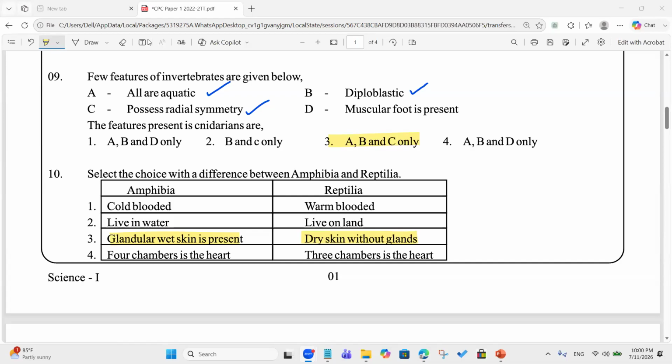Pisces, yes, right? Fish, they have two chambers in their heart. Amphibians have three chambers. Reptilians actually have three chambers, but one is incompletely divided, right? Okay, so that's the reason.